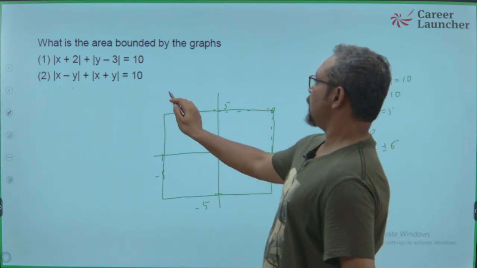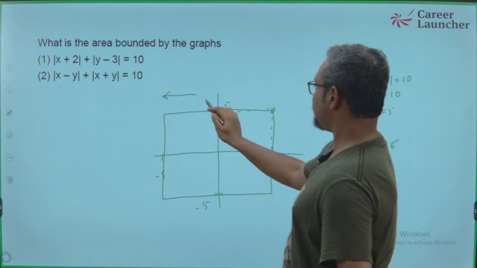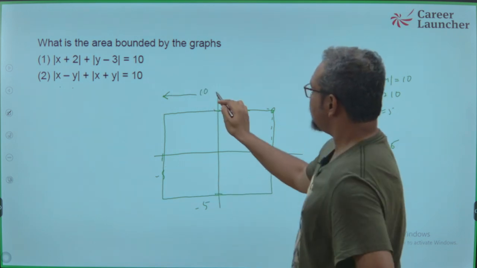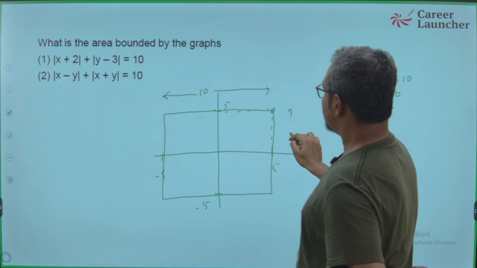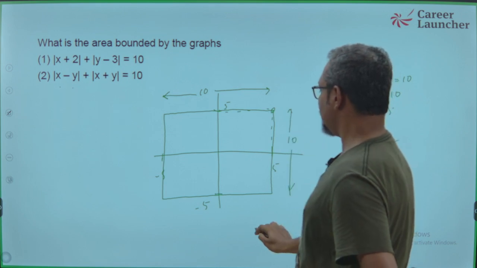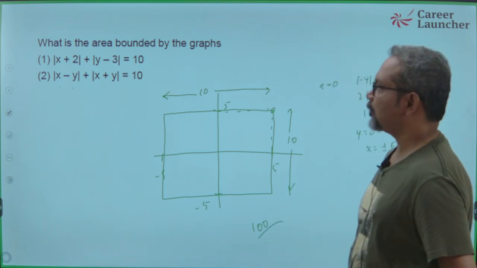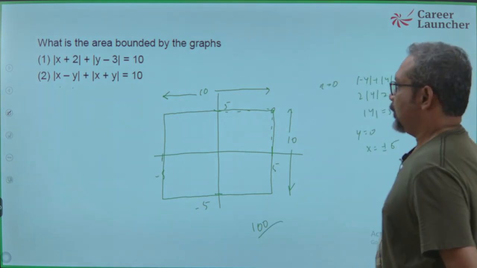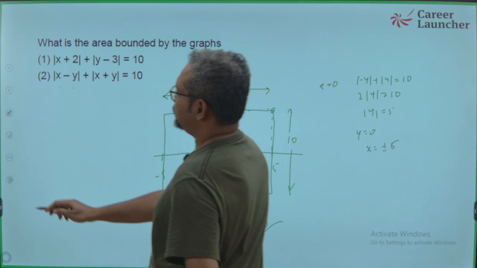And therefore the area, this is minus 5 to 5. Excuse me. This is 10 and this is also 10. So the area is a square of 100. Let's go to the next question.